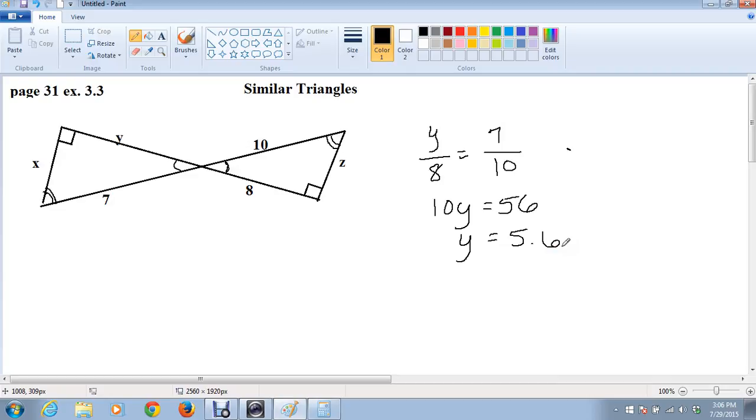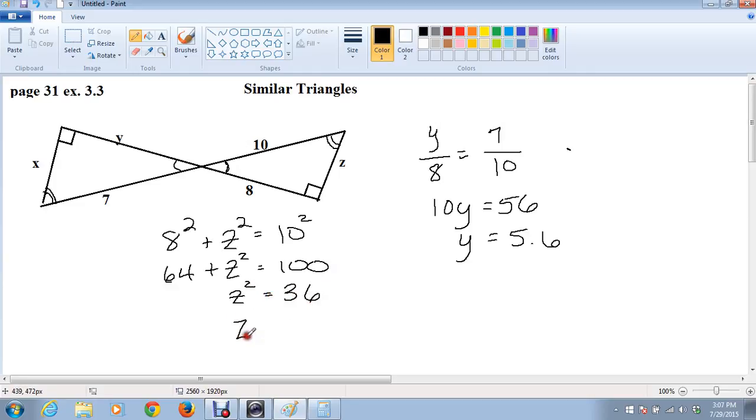Okay, then to find Z, I can just use the Pythagorean theorem if I want to. And once I find Z, I can use Z to find X with proportions again. So let's just go ahead and finish it up. The triangle on the right is a right triangle with two sides that we know. So we know that 8 squared plus Z squared is 10 squared. So 64 plus Z squared equals 100. So Z squared equals 36. So we know that Z must be 6. All right, so Z is 6.